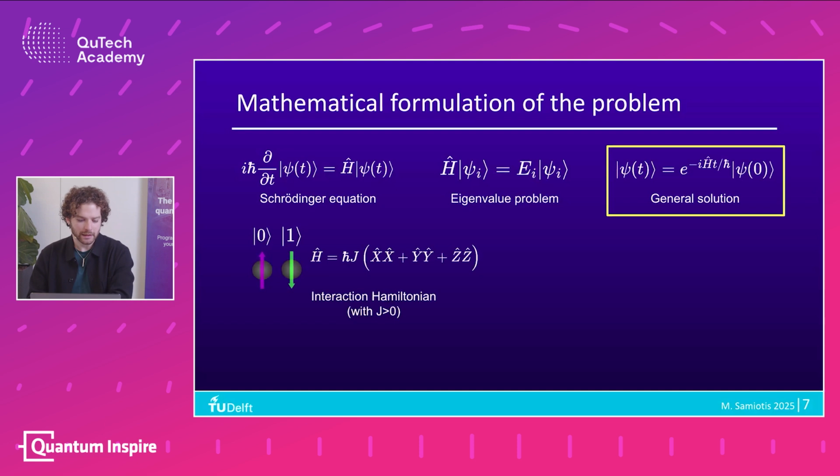And as we already said, we have that the spin up is mapped to the state 0, and the spin down is mapped to the state 1. And this is the Hamiltonian that describes the interaction between two neighboring spins. And the J, in the case of an antiferromagnet, needs to be greater than 0. And for a ferromagnet, it would be less than 0.